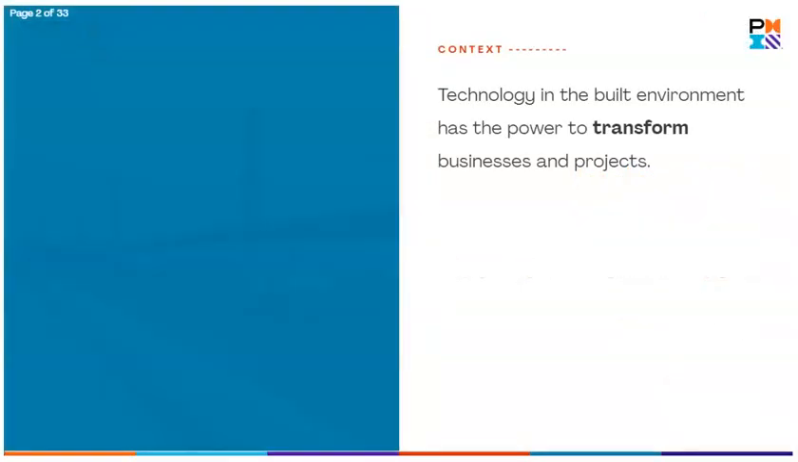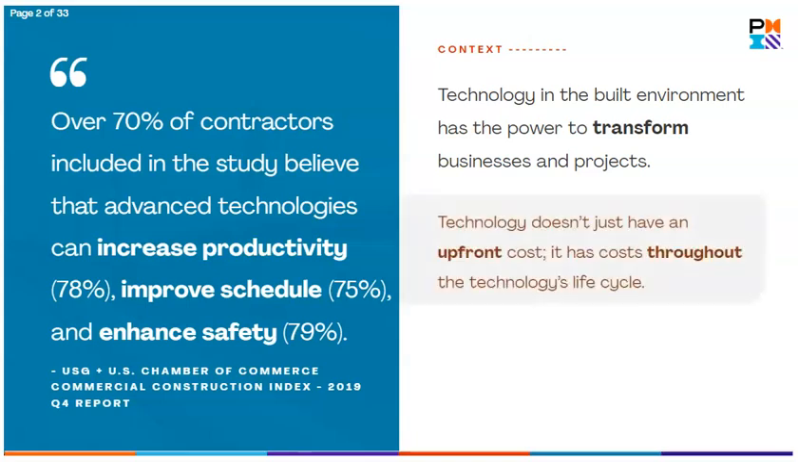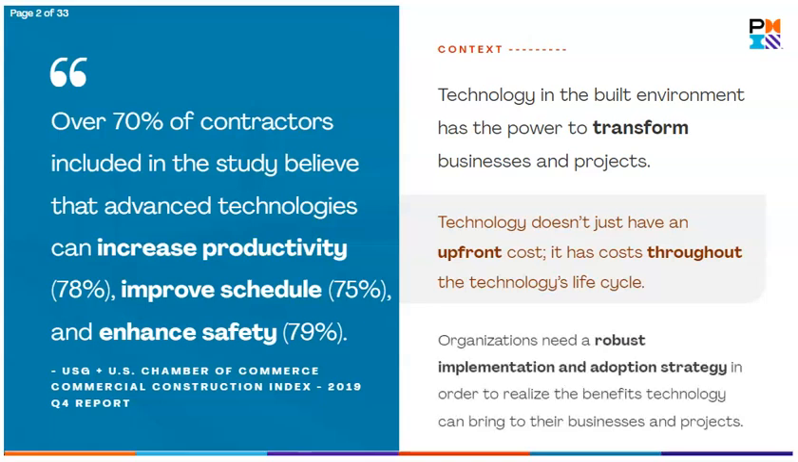Technology in the built environment has the power to transform businesses and projects. Organizations are realizing gains in health and safety, quality, sustainability, and productivity by investing in new innovative technologies, as is illustrated by the results of a 2019 USG Corporation and U.S. Chamber of Commerce study. However, technology doesn't just have an upfront cost. It has costs throughout the technology's life cycle. Organizations need a robust implementation and adoption strategy in order to realize the benefits technology can bring to their businesses and projects.